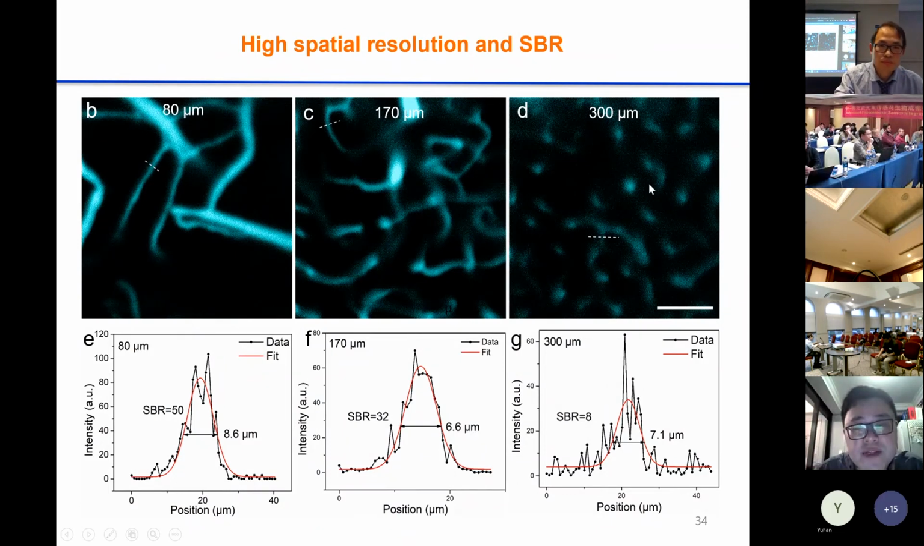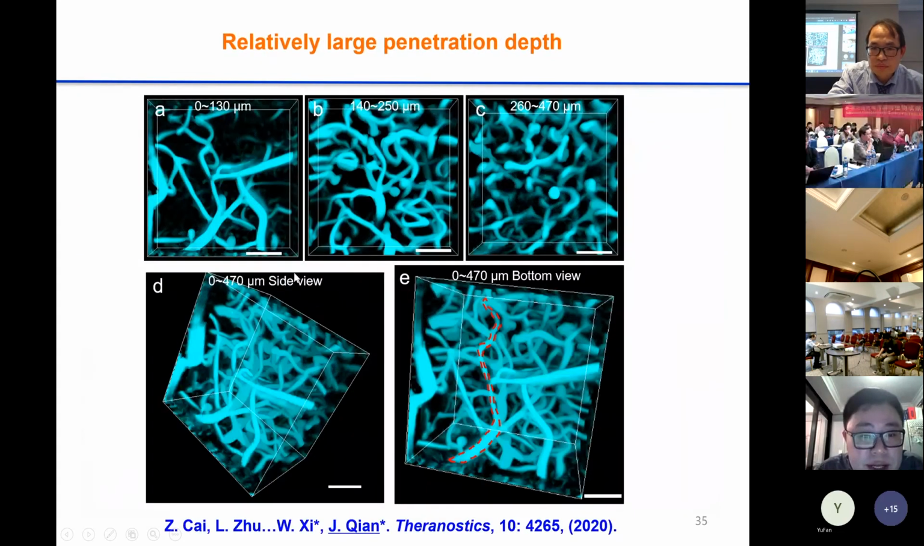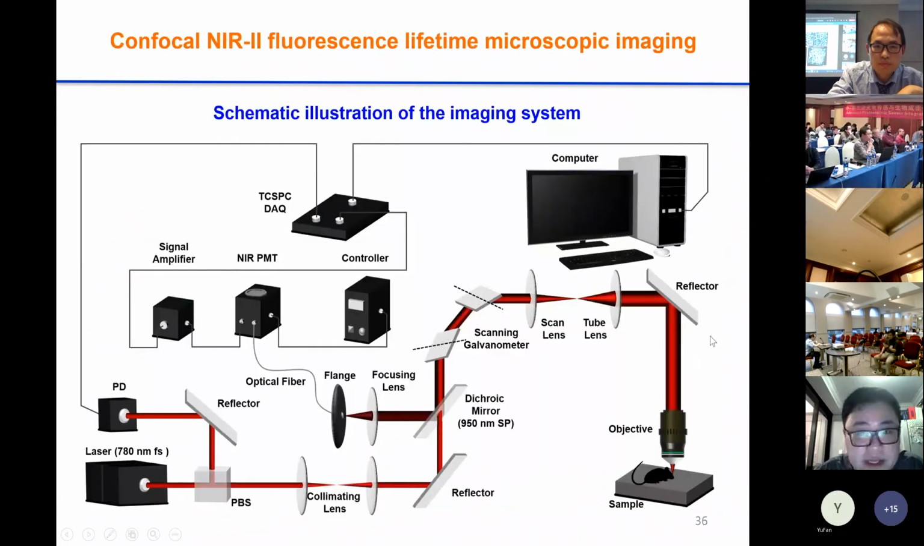Here is the imaging result. We can observe the brain blood vessels under the confocal microscope and also get the three-dimensional architecture of the brain blood vessels of the monkey. The imaging depth was around 500 micrometers.